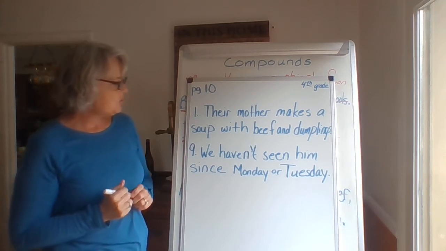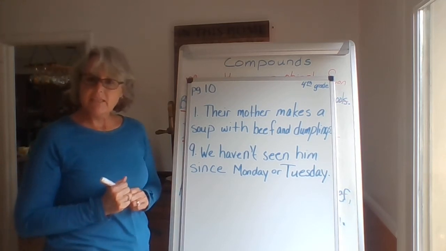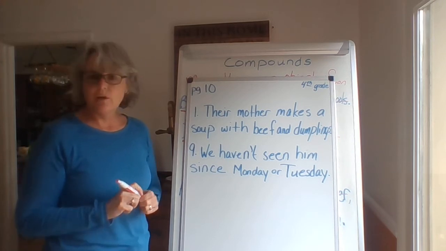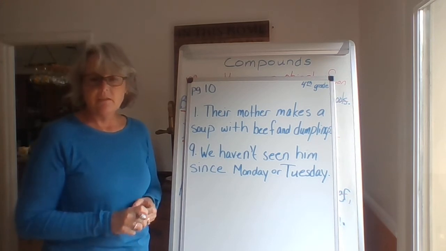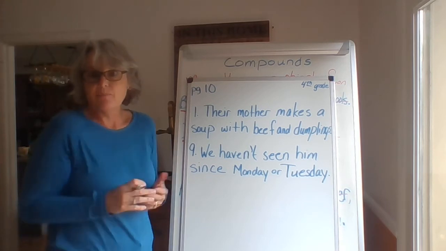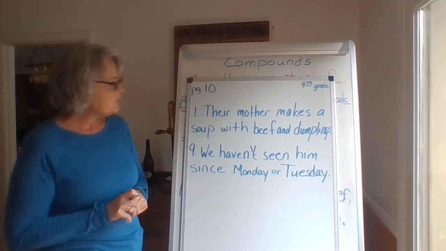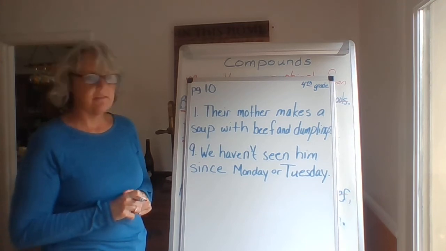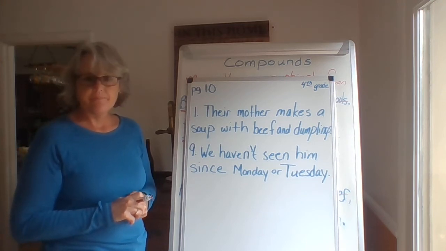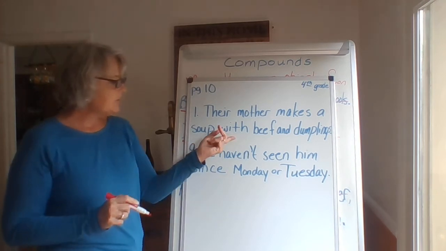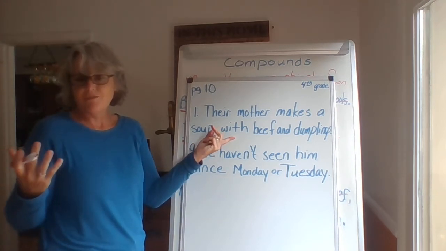Their mother makes a soup with beef and dumplings. So where do we find our object of the preposition? Let's start by finding the preposition, the prepositional phrase, and then look for those nouns, okay? So the preposition in that sentence. Yes, with, exactly. And so now we're going to ask, with what? In relation to what?